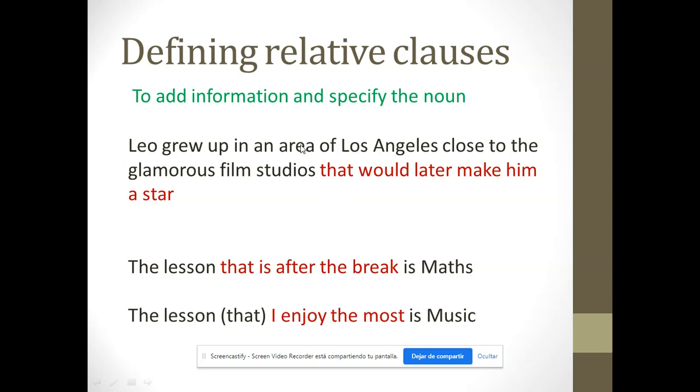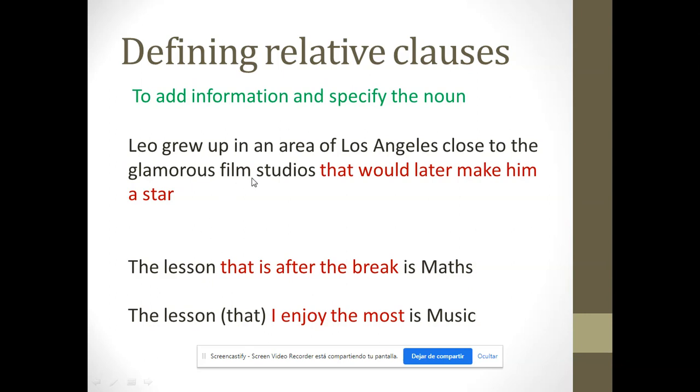In this case, it's a studio, so you need to use which or that. The same happens here, right? You can use which or that. On the page you're doing in the book, you will work on which relative pronoun to use, who, when, which, etc. What I want to explain here is the difference between these two sentences and this, where I can omit that.